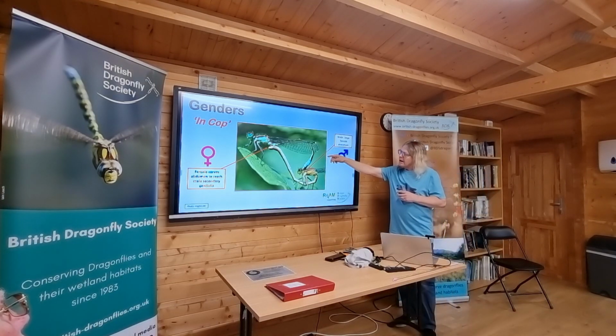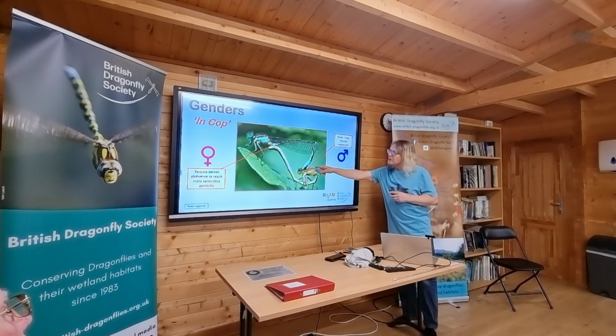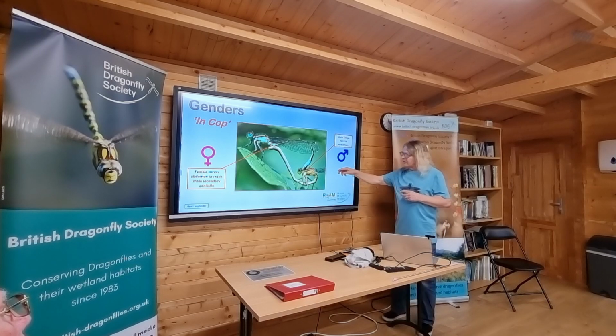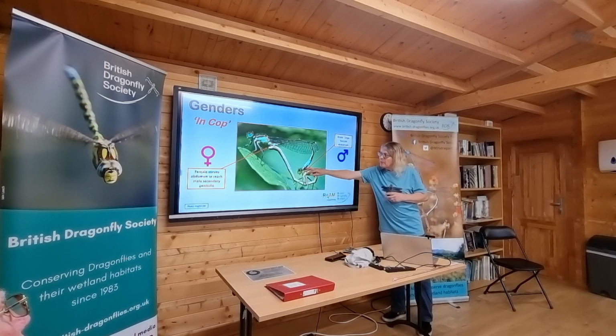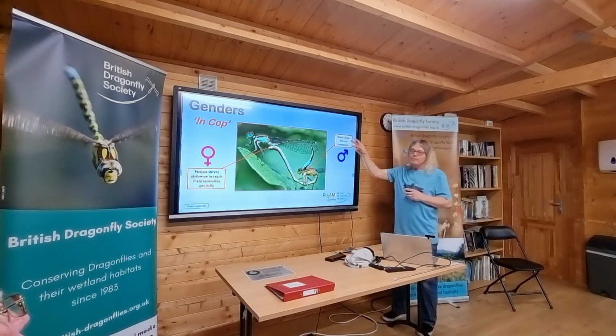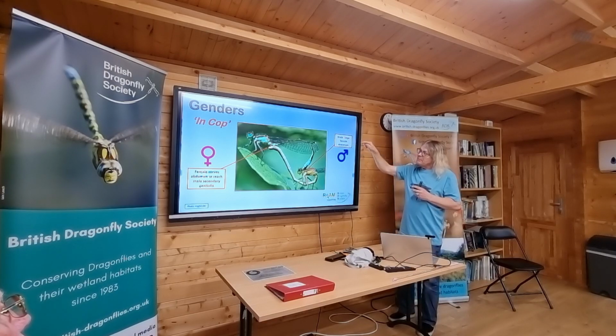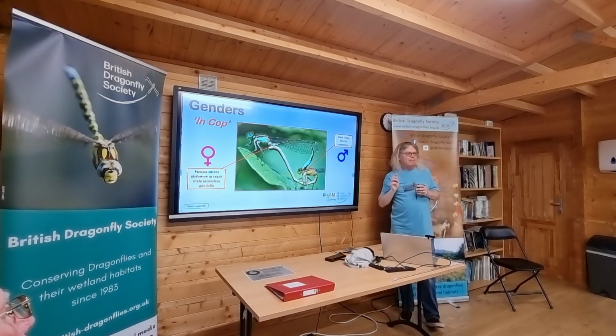So what the male actually does is, prior, or sometimes even when he's in tandem with the female, he transfers his sperm from the genitalia here, where he produces the sperm, up to the secondary genitalia, where the sperm is stored. And then when they're in cop, like that, when the female's in cop and she joins up with the secondary genitalia, the male sometimes will remove the sperm.